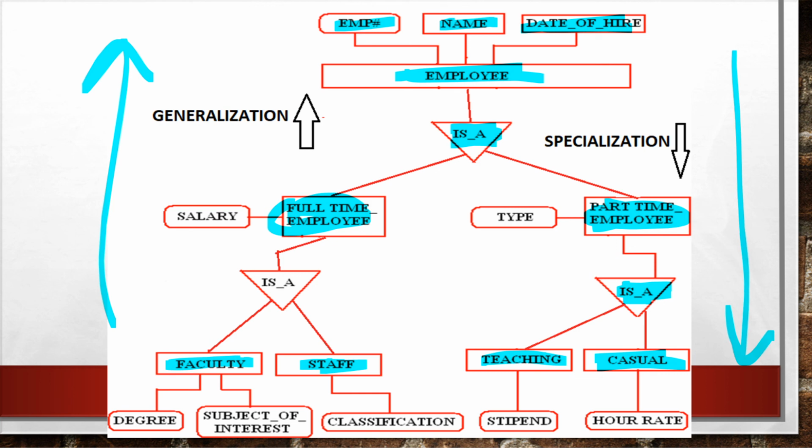So employee is a faculty, employee is a staff. So these faculty and staff are the specialized classes, and this employee is a generalized class or the superclass, and these are the subclasses.